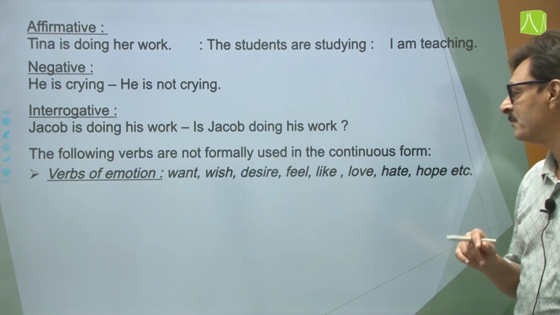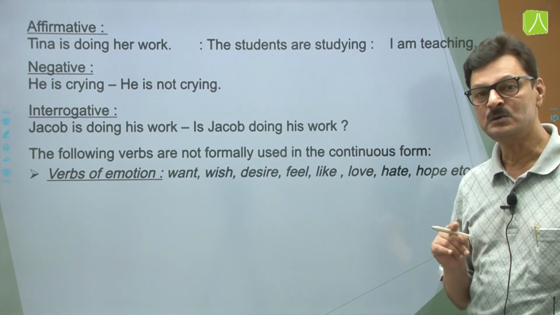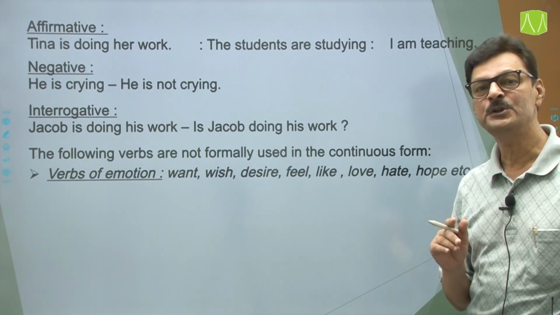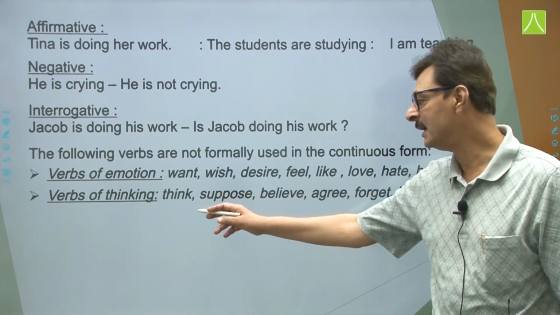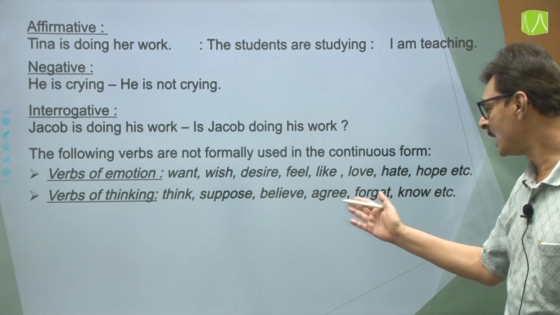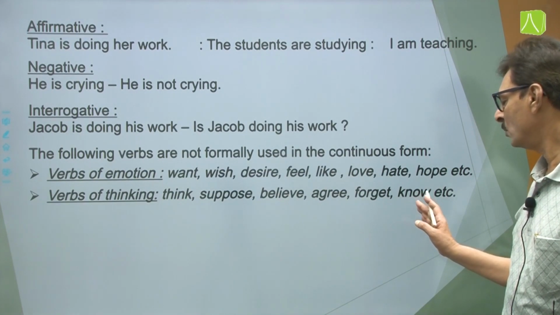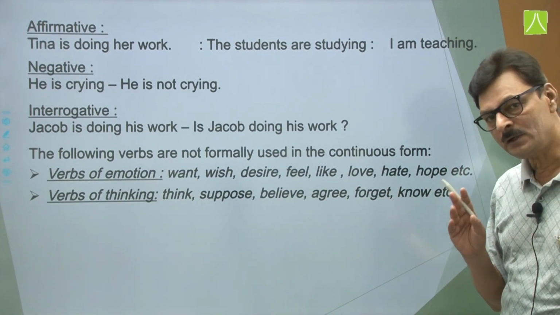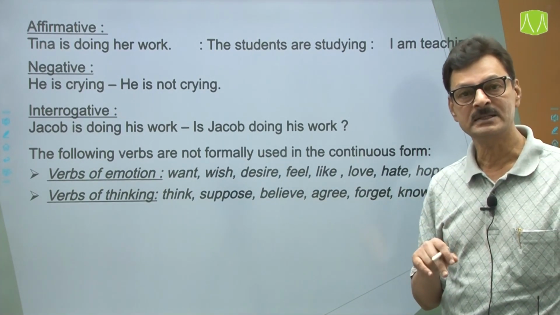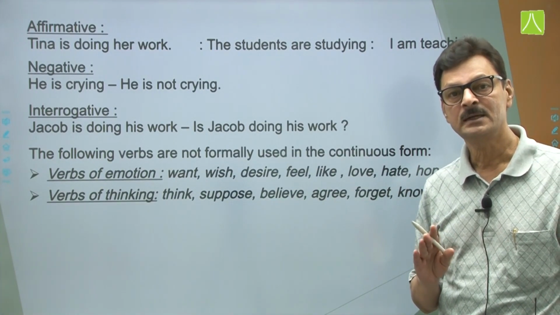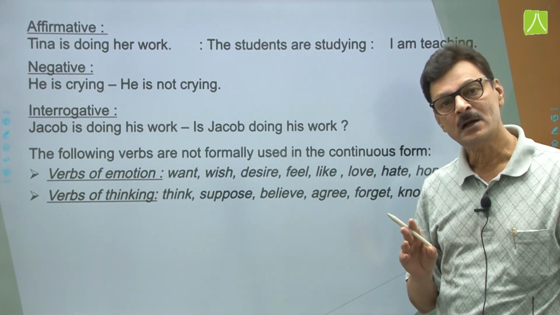It is incorrect to say I am hoping that you succeed. Is incorrect usage. क्या होना चाहिए? I hope you succeed. इसके अलावा some more verbs of thinking: think, suppose, believe, agree, understand, forget, know. They are never used in the ing form to show the present status in the continuous tense. Understand verb है. Understanding also is a verb.